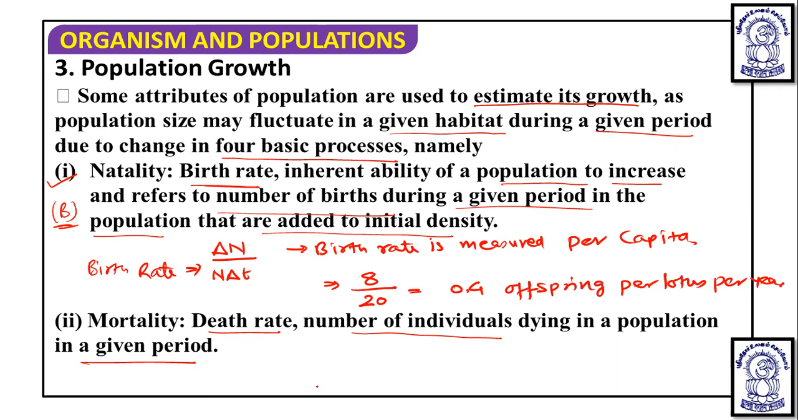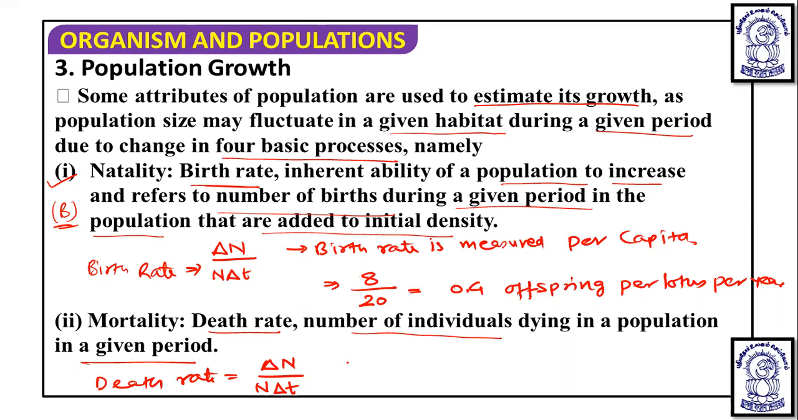Same way, death rate, which is talking about the number of individuals dying in a population, is also explained by delta N, that is a change in the number of density into original density with respect to time. So here similarly, we can understand the death rate by taking another example.